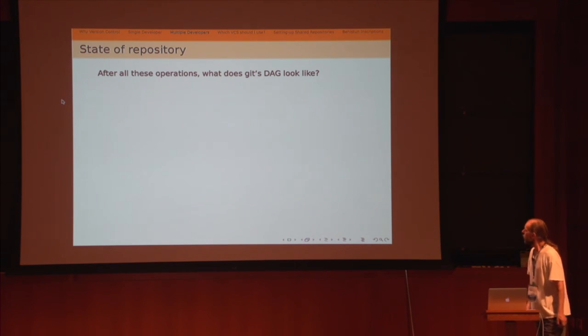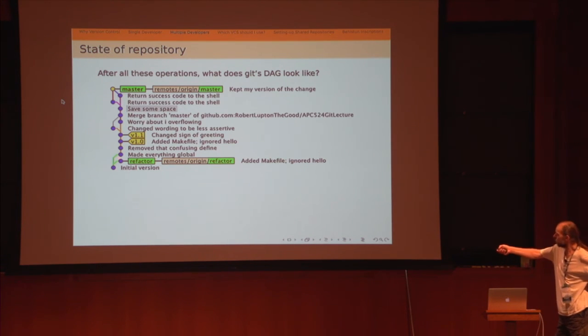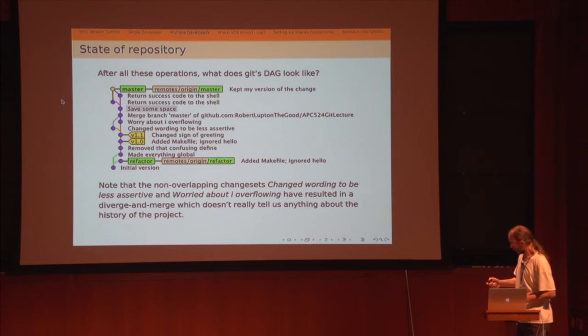So, after all those operations, what does my DAG look like? And the answer is it looks like this. So here's refactor, where I've been making these changes. I got two versions of return success code to the shell, and they all got merged. So the DAG just goes around. It's not very clean. It's not very tidy. This isn't particularly interesting: this merge was two parallel changes. Somebody changed one thing, somebody changed another. There was no conflict, there was no problem.